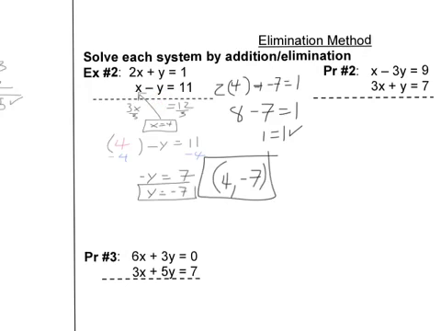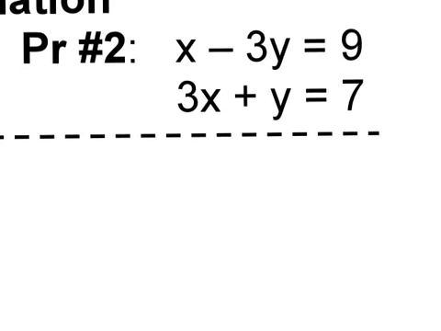But what if we get a situation where things don't cancel out? Right here I'm going to get a 4x and a negative 2y. Nothing cancels out. So here's what I can do. I can multiply this whole equation by 3. Let me show you what I mean.